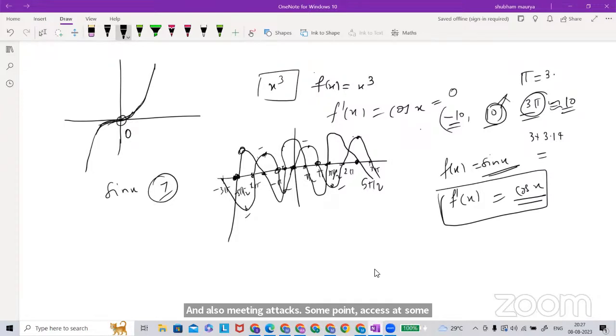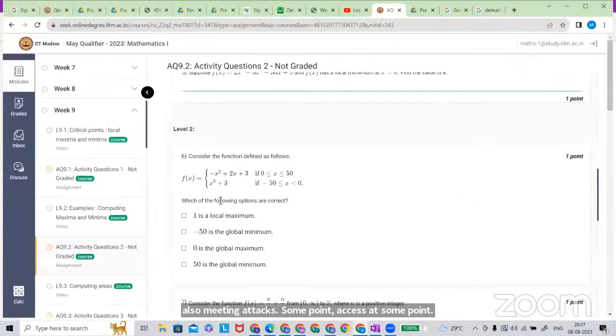So let's discuss the next question, which is this one. In this problem, we need to find the local maxima and local minima, or global maxima and global minima. How will we do this? We have to find the critical points separately, at least for this function and this function, and also check whether it is at 0.